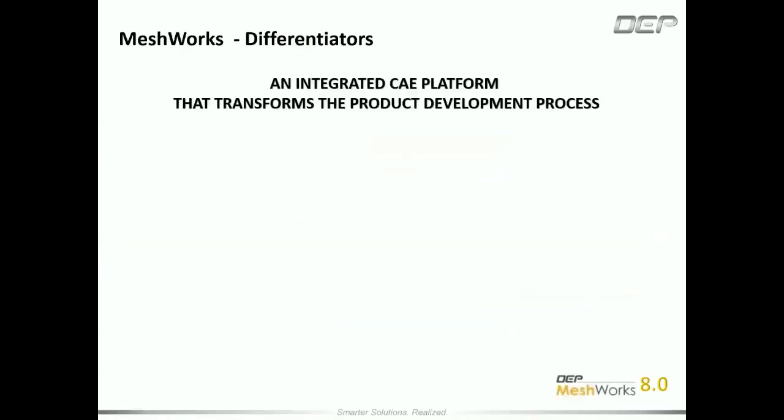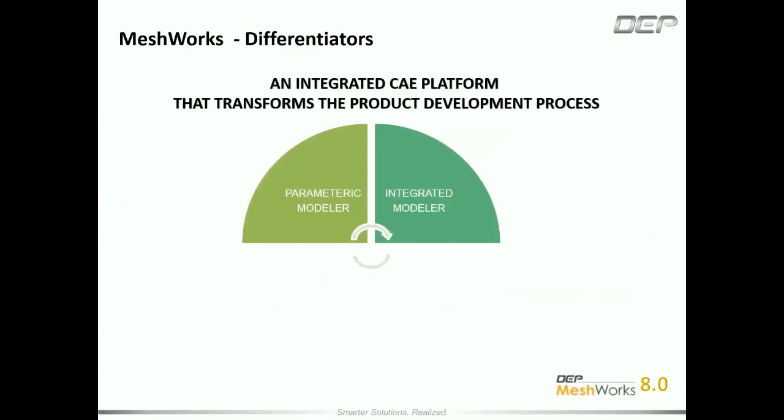So some of the key differentiators in MeshWorks: our tool is separated into 4 different main pillars. The first pillar is that MeshWorks is a parametric modeler, meaning that when you do the meshing inside of MeshWorks, the models become automatically parametric. The tool is also an integrated modeler, meaning that it can take one CAD database and generate multiple attribute models.